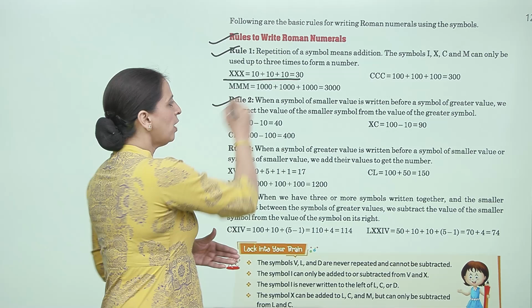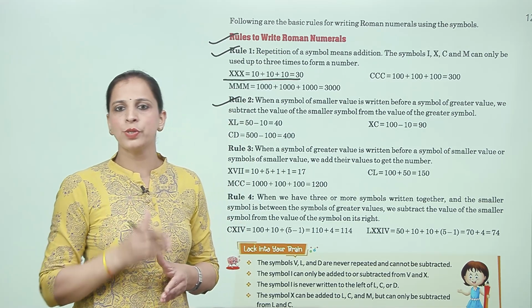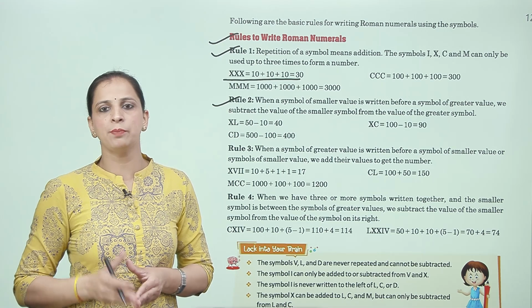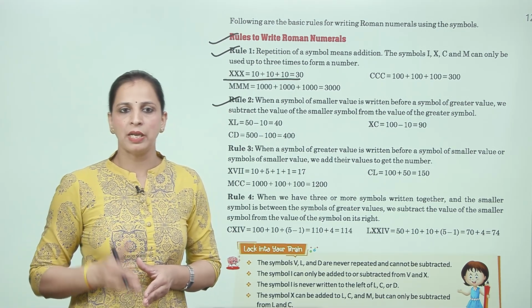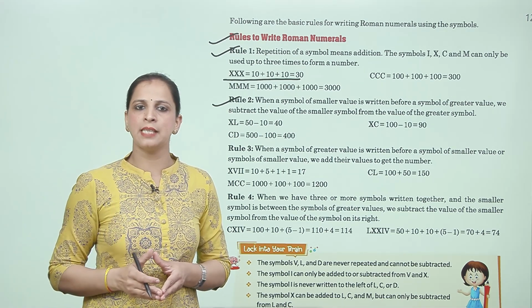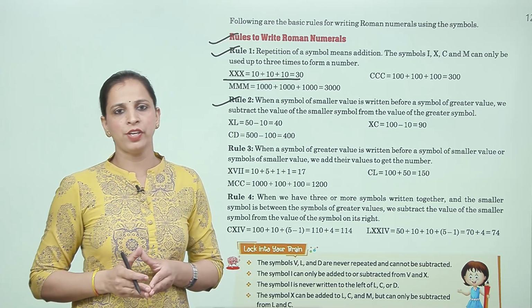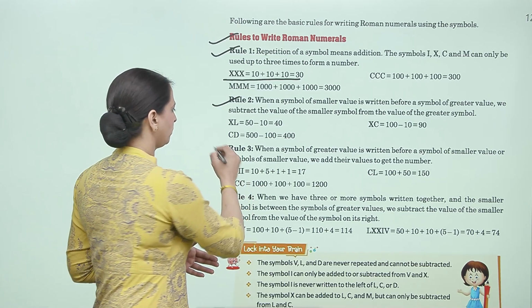Now, rule 2. When a symbol of smaller value is written before a symbol of greater value, we subtract the value of the smaller symbol from the value of the greater symbol. XL, that is 50 minus 10 is 40. XC, 100 minus 10 is 90. CD, 500 minus 100 is 400.